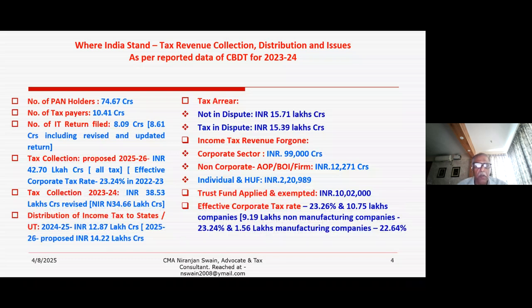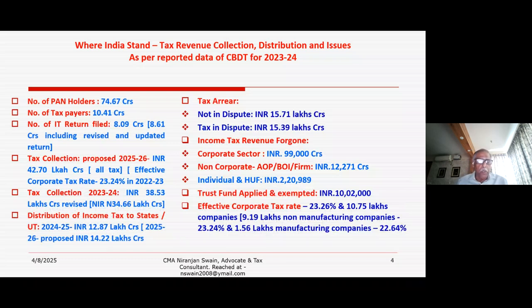The tax collection last year was more, actually 38.53 lakh crores, and in the previous year it was 34.66 lakh crores. And regarding distribution, you already know that whatever the government collects as income tax, including corporate tax and indirect tax, which mostly consists of central excise, customs, and GST, is also distributed to the states. This government has increased the distribution percentage, and year by year we find that a larger percentage of the total revenue collected by the central government is distributed.